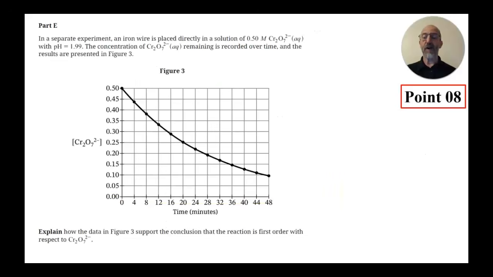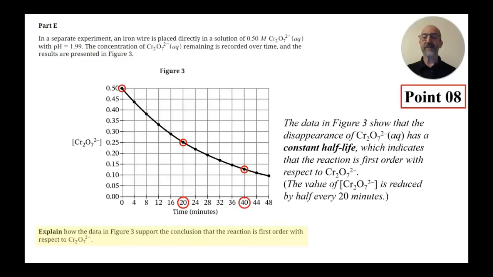And what we see is a graph of concentration of the dichromate ion versus time in minutes. Explain how the data in figure 3 support the conclusion that the reaction is first order with respect to the dichromate ion. So what I did was I looked for when 0.5 changes to half of that value. So half of 0.5 is 0.25. It took 20 minutes for the concentration of the dichromate ion to decrease from 0.5 to 0.25. And then half of 0.25 is 0.125, which looks like it takes another 20 minutes.